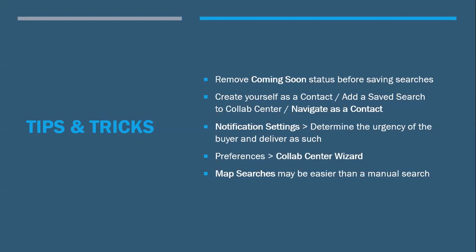Finally, just something to point out. Map searches may be easier than a manual search sometimes. If they're looking in a subdivision or a city or an area, it's going to be pretty easy to do. But if they're looking in a rural area in, say, the north part of the county, you may want to try doing a map search and just save a map search that way.